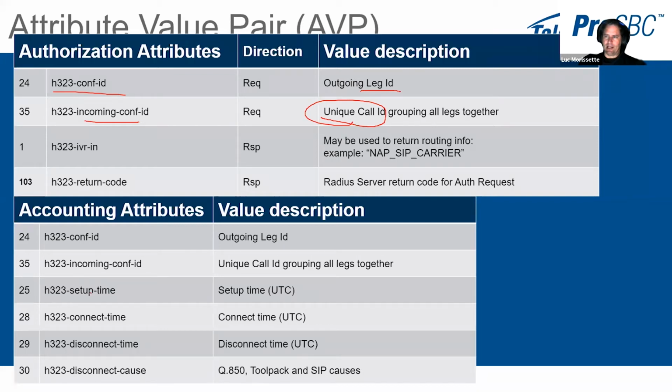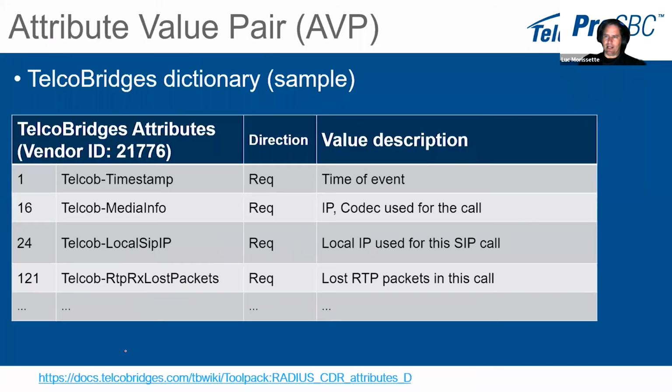Yeah, so we also use setup time, connect time, disconnect time. These are all things that we use from the Cisco dictionary. And we have our own set of attributes. As an example, we have timestamp, media information, so the IP and the codec used for the call, the SIP IP. So similar to what we get in the text CDR, but we have it here for RADIUS.